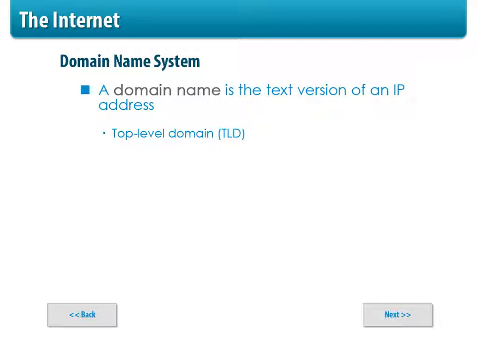I put a button down here. It's a link to a whole bunch of different top-level domain names. That's the end part. It used to be just net, org, com, but now there's also edu, military, and gov.